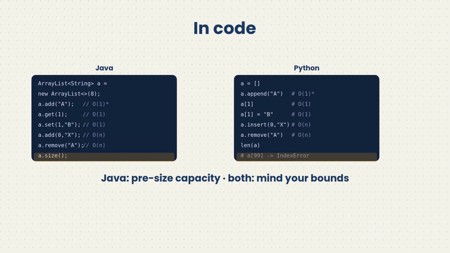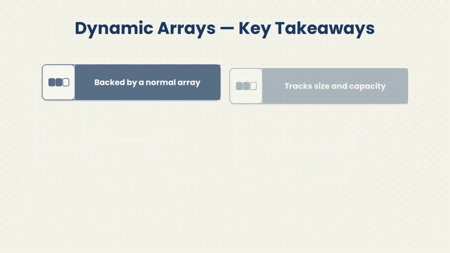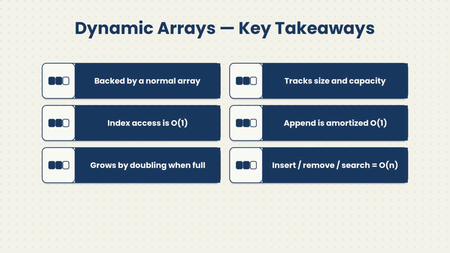So check your bounds. So, to summarize, a dynamic array is a resizable array built on top of a normal one, tracking size and capacity. Access and update by index are instant. Adding to the end is fast on average because it grows by a constant factor and copies only occasionally. Inserting, removing, and searching in the middle take linear time. Choose it when you need an ordered, growable, index-friendly list.